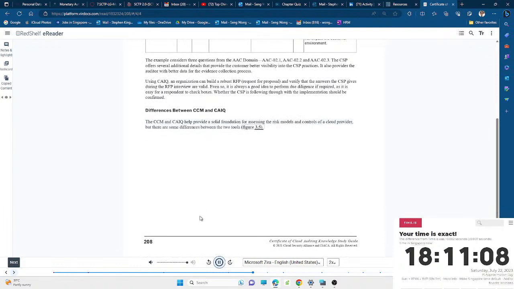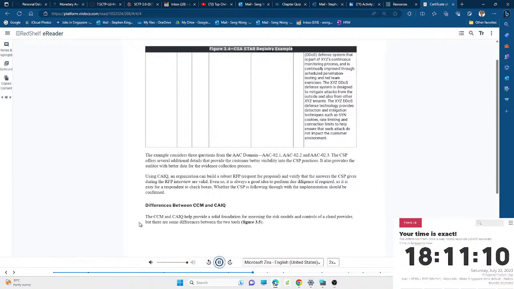Figure 3.4 CSA STAR Registry Example. DDoS defense system that is part of XYZ's continuous monitoring process, and is continually improved through scheduled penetration testing and red team exercises. The XYZ DDoS defense system is designed to mitigate attacks from the outside and also from other XYZ tenants. The XYZ DDoS defense technology provides detection and mitigation techniques such as SYN cookies, rate limiting and connection limits to help ensure that such attacks do not impact the customer environment.